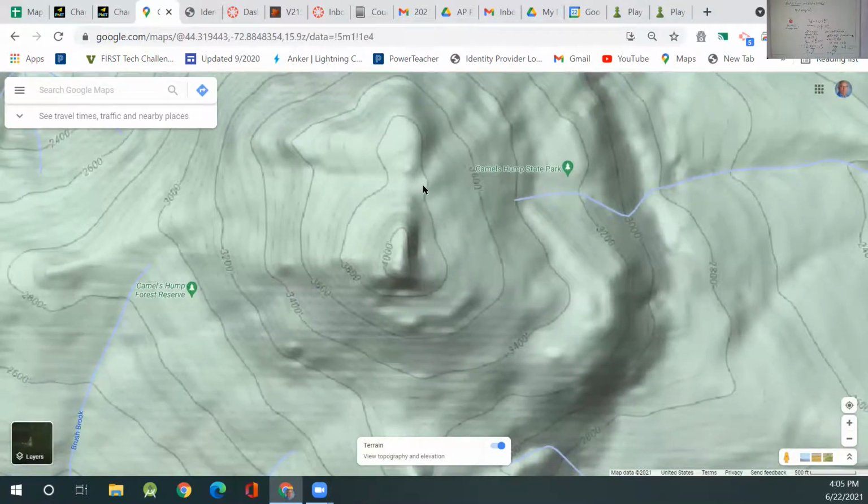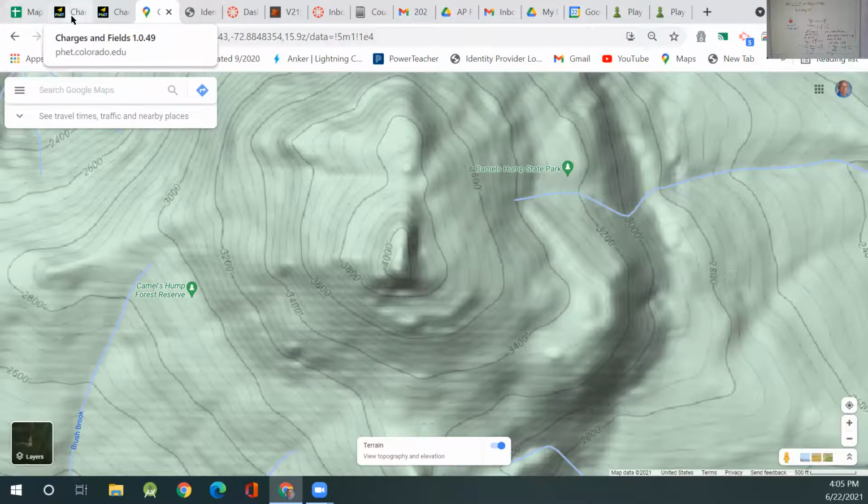So these lines of equipotential are very much like electric potential. And the electric field, if this was a charge, is going to be perpendicular to these lines of equipotential. So now let's take a look at a map I did.